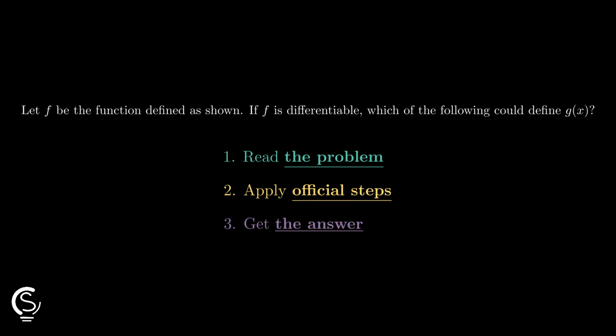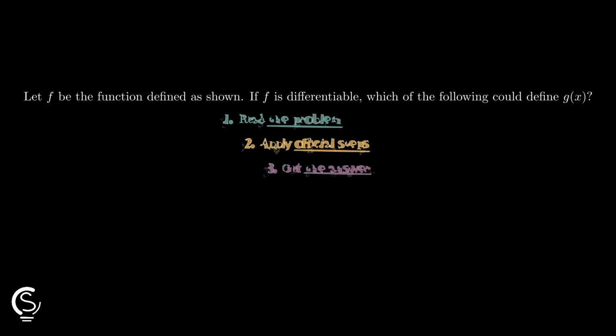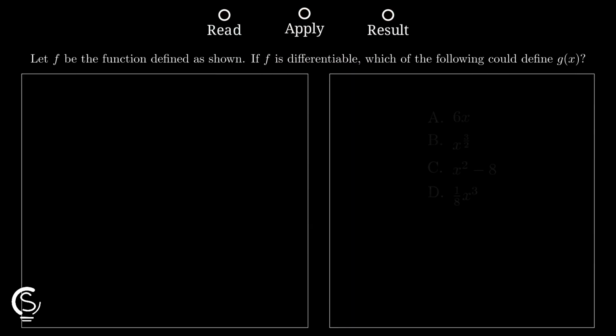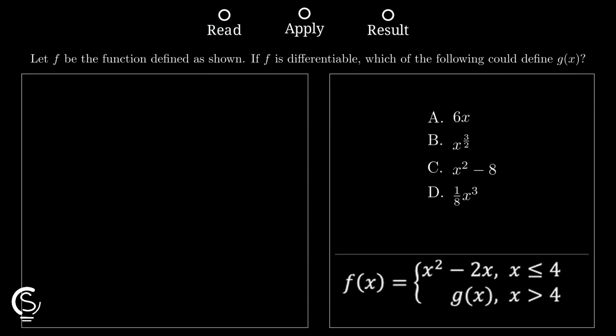Differentiable is the key here because we need the choice for g of x that fits the graph's value and matching slope fast, step by step. Start by using the point where the pieces meet because differentiable means they connect cleanly first, so g has to match the function's actual value there before anything else works.